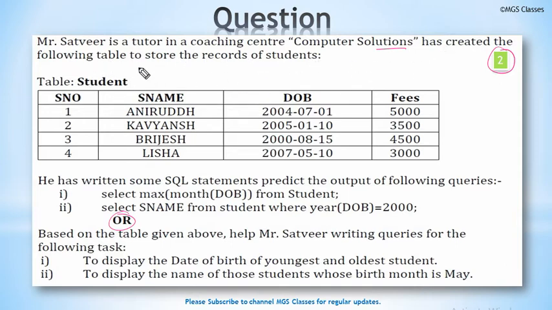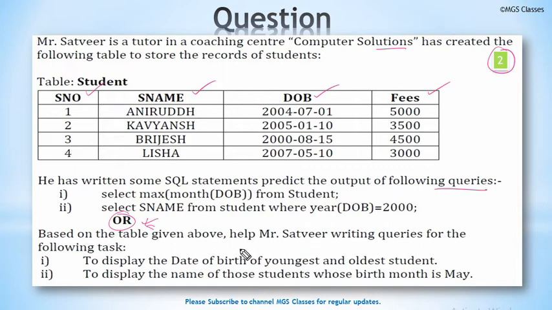He has created this table with the name student and 4 columns, that is serial number, student name, date of birth and fees. Respective entries are given here. Now he has asked a question you need to answer. He has written some SQL statements, predict the output of the following queries, and in internal choice he has assumed the same table and asked some different questions.